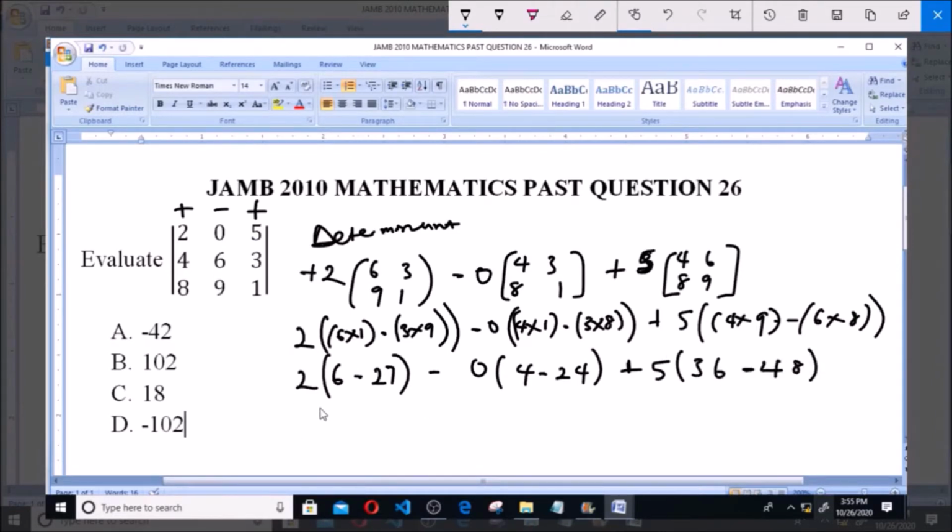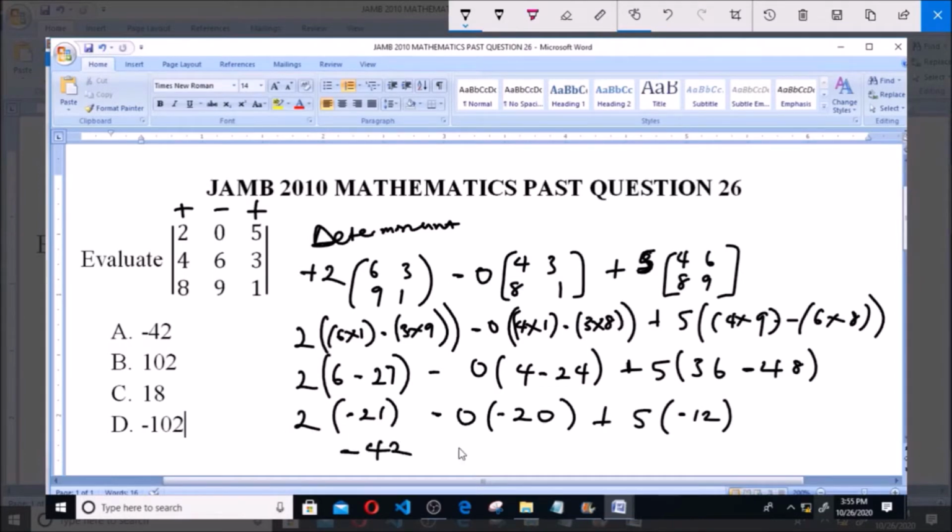Now this will give us what? 2 into minus 21 minus 0 into minus 20 plus 5 into minus 12. Now 2 multiplied by minus 21 will give me what? Minus 42. Minus 0 multiplied by minus 20 will give me what? 0. Then 5 multiplied by minus 12 will give me what? Minus 60. Now when I add this together, minus 42 minus 0 minus 60 will give me what? Minus 102. And that is what? Option D. So the answer to this question is minus 102.